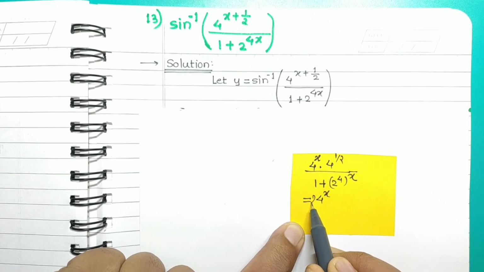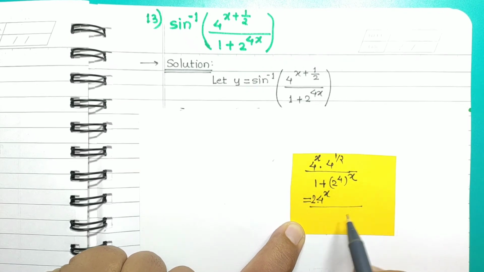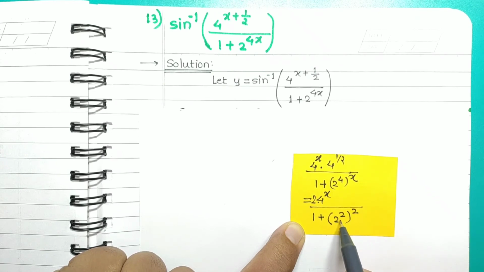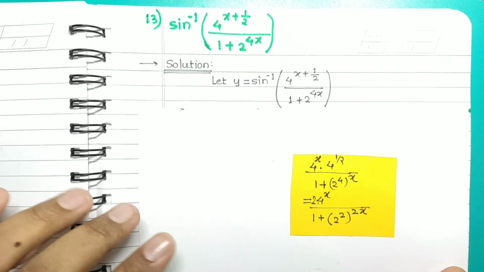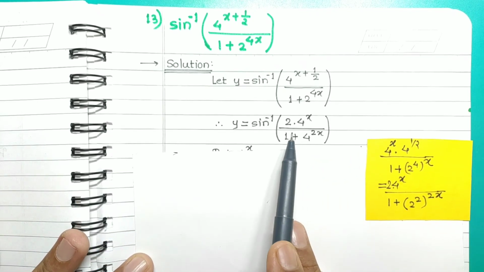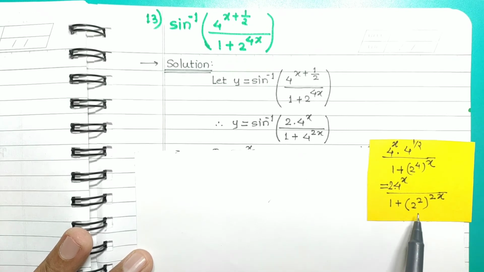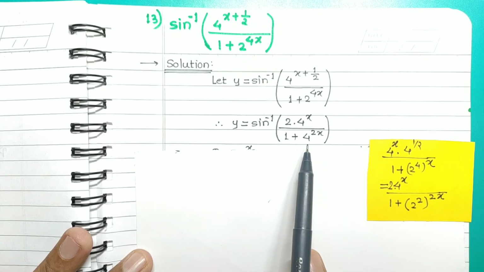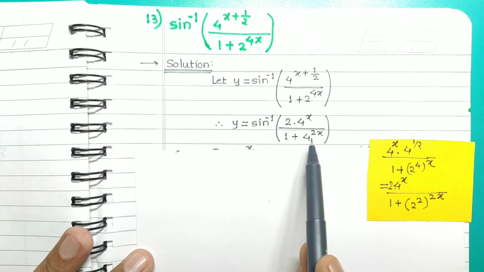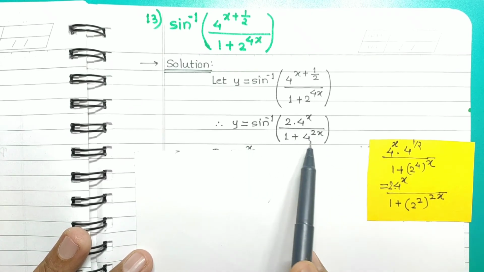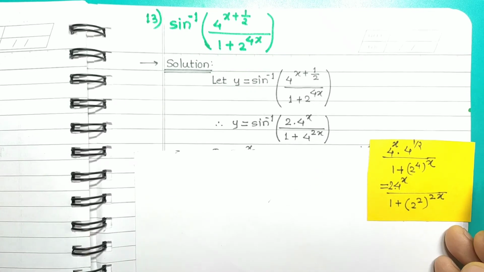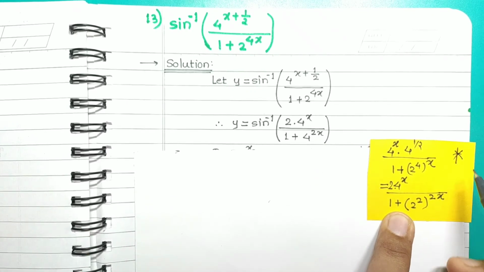So square root of 4 is 2. So we have 2 into 4 raised to x upon 1 plus 2 raised to 4, which you write as 2 square bracket square. You can write this using indices. So this is nothing but 2 into 4 raised to x upon 1 plus 4 raised to 2x, as this 2 square you write as 4. Once you come to this step, then the solution is easy.